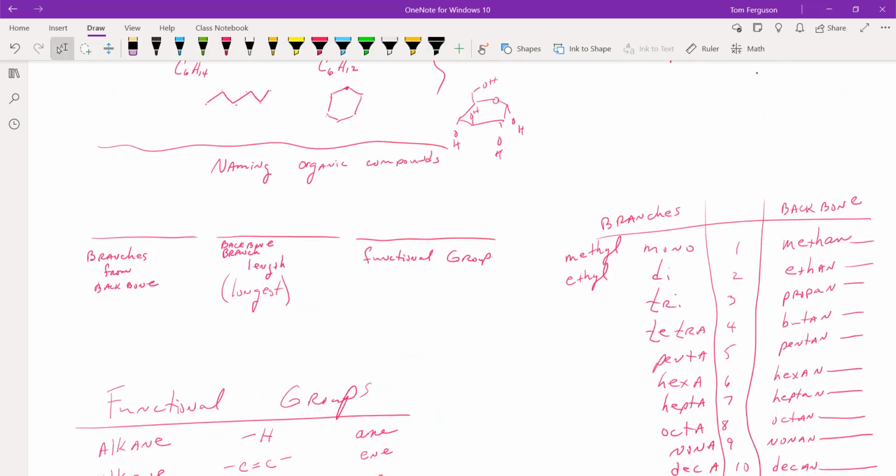Now let's talk a little about naming. Now, organic chemists name via something called the IUPAC convention. And what they've done with that, they standardized naming of organic compounds. Excuse me, it's IUPAC, not UPAC. It stands for the International Union of Pure and Applied Chemists.